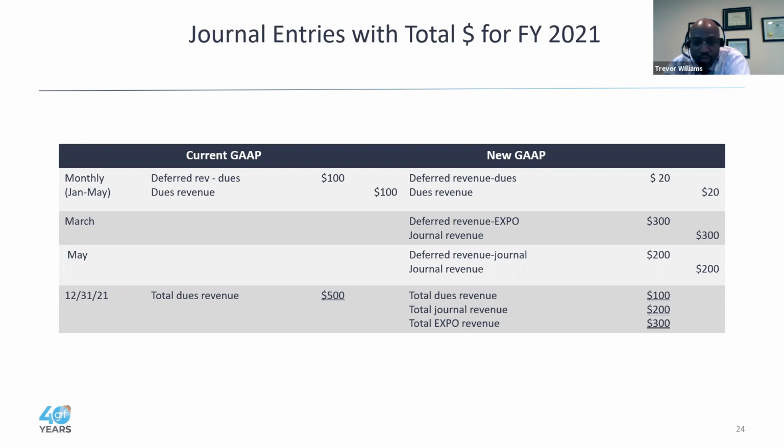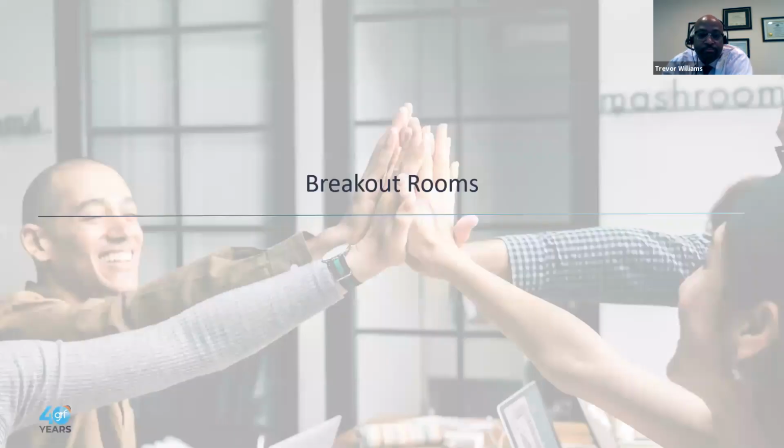And in May, when the second journal is provided to the members, we would then recognize that $200 by debiting deferred revenue for the journal and recognizing journal revenue. For 2021, you'll see we have the total dues revenue of $100, which is those 5 months of $20 per month, the journal revenue of $200, and the expo revenue of $300. And that is it for this particular example.